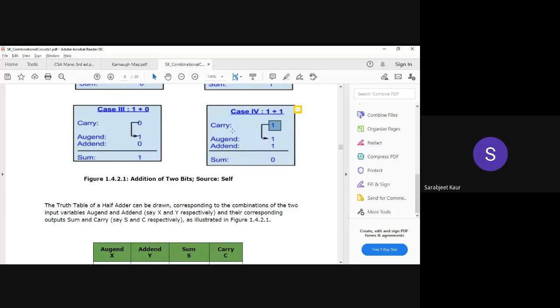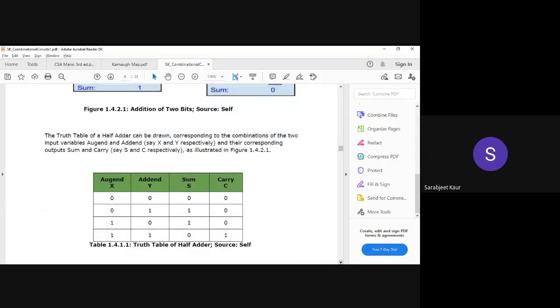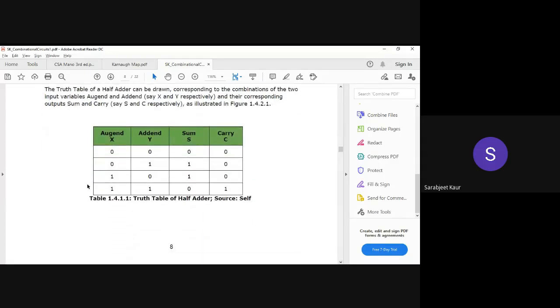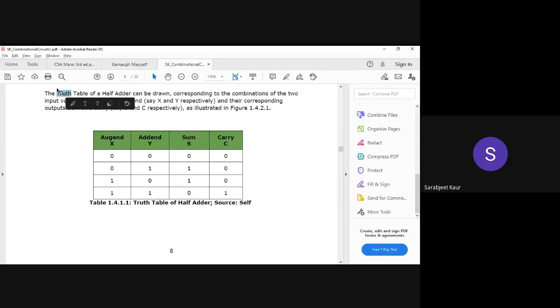Now that we are clear about the output that should be produced for each set of inputs, what are we going to do? We are just going to list all this in a tabular fashion in the truth table. Garima, can you read? Yes, ma'am. The truth table of a half adder can be drawn corresponding to the combination of the two input variables augend and addend, say x and y respectively, and their corresponding outputs sum and carry, say s and c respectively, as illustrated in figure 1.4.2.1.